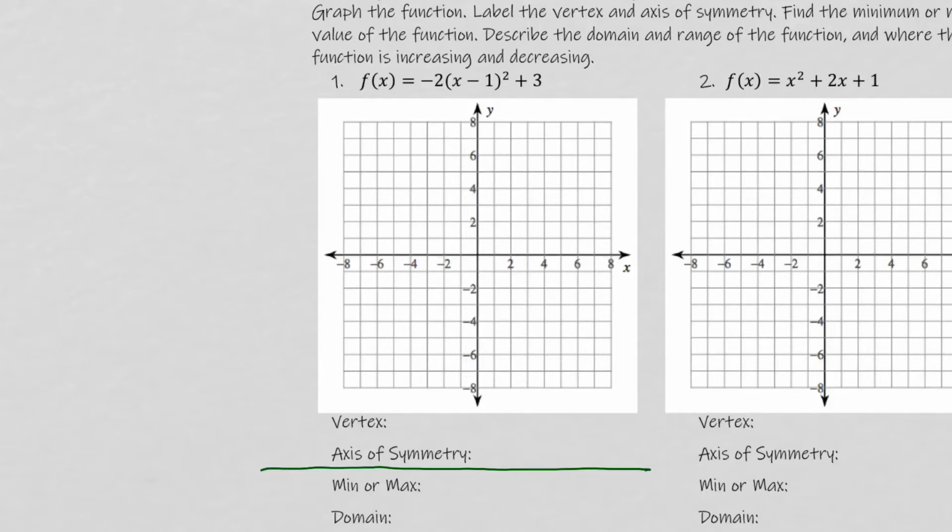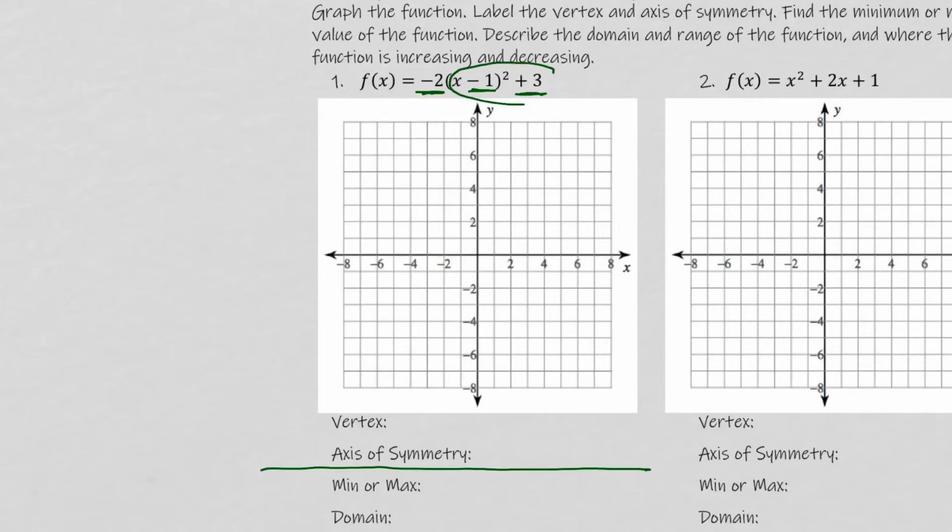All right, so we need to label the vertex and the axis of symmetry as well as graph this function. So let's graph it first. We need to think of the transformations that happen. We know it's reflected upside down because it's negative, and that A is greater than 1, so it's a stretch. This tells us that the vertex is not at 0, 0. It goes right 1 and up 3.